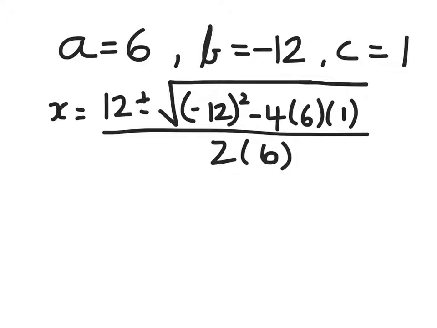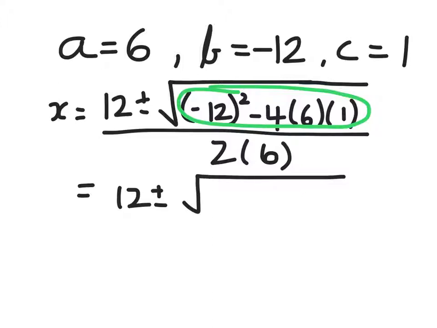So the first step, this is what I want you to do every time. Just replace the letters with the numbers and do it accurately. Then, the next thing I want you to do, you see this piece inside the square root. I want you to evaluate that. Now you can do it with your calculator, that's fine. We're going to have 12 plus or minus. Now, whatever is inside the square root, don't put the square root over it, just whatever's in the square root, put it into your calculator. So you're going to get minus 12 squared, which is 144. You're squaring a negative, getting a positive. Minus 4 times 6 times 1, so it's 144 minus 24, so it's 120. All over 12.